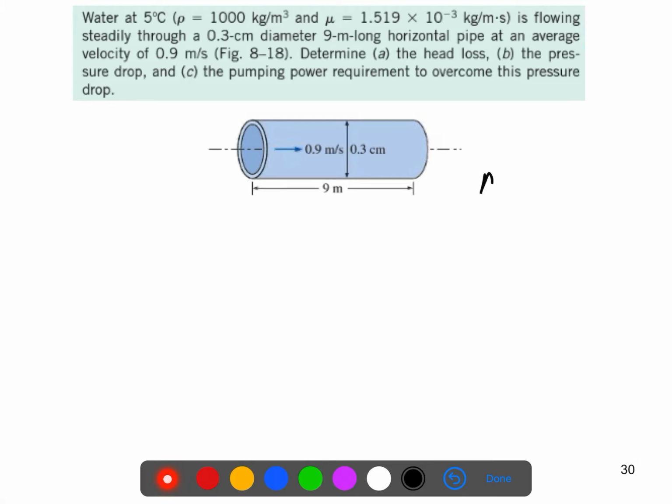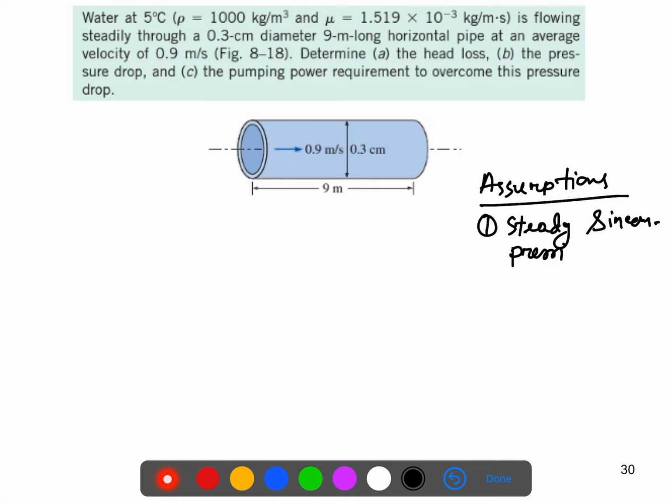So if we write down the assumptions, as usual, we'll write this is a steady and incompressible flow, and we'll say that the entrance effects are negligible. So the flow is fully developed. The same thing like what we did for the previous problem.